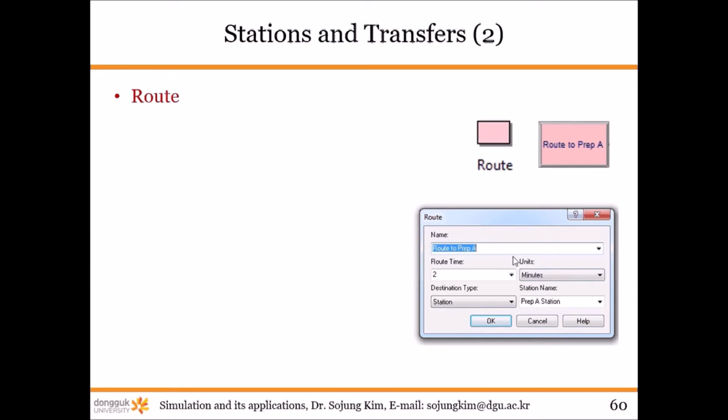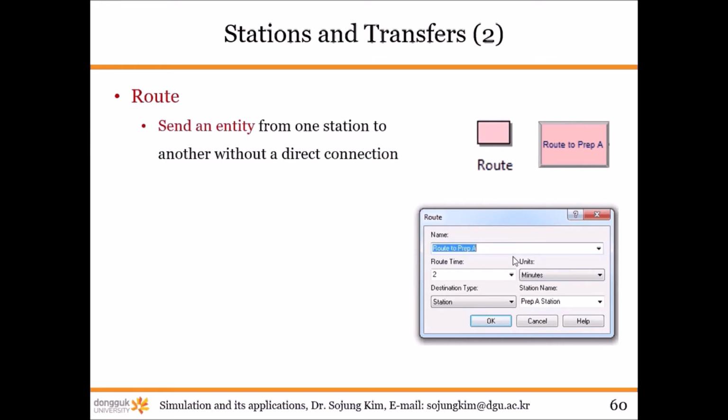Once you have the station modules, you can add the route module right next to the station. It doesn't have to be really next to the station, but after that, you can have a route module to send the entity from a certain point A to point B. The route module is used to send an entity from one station to another station without a direct connection. So far we have used connect, right? We had to make a connection between the modules. But if you use a route module, you don't have to draw the connection.